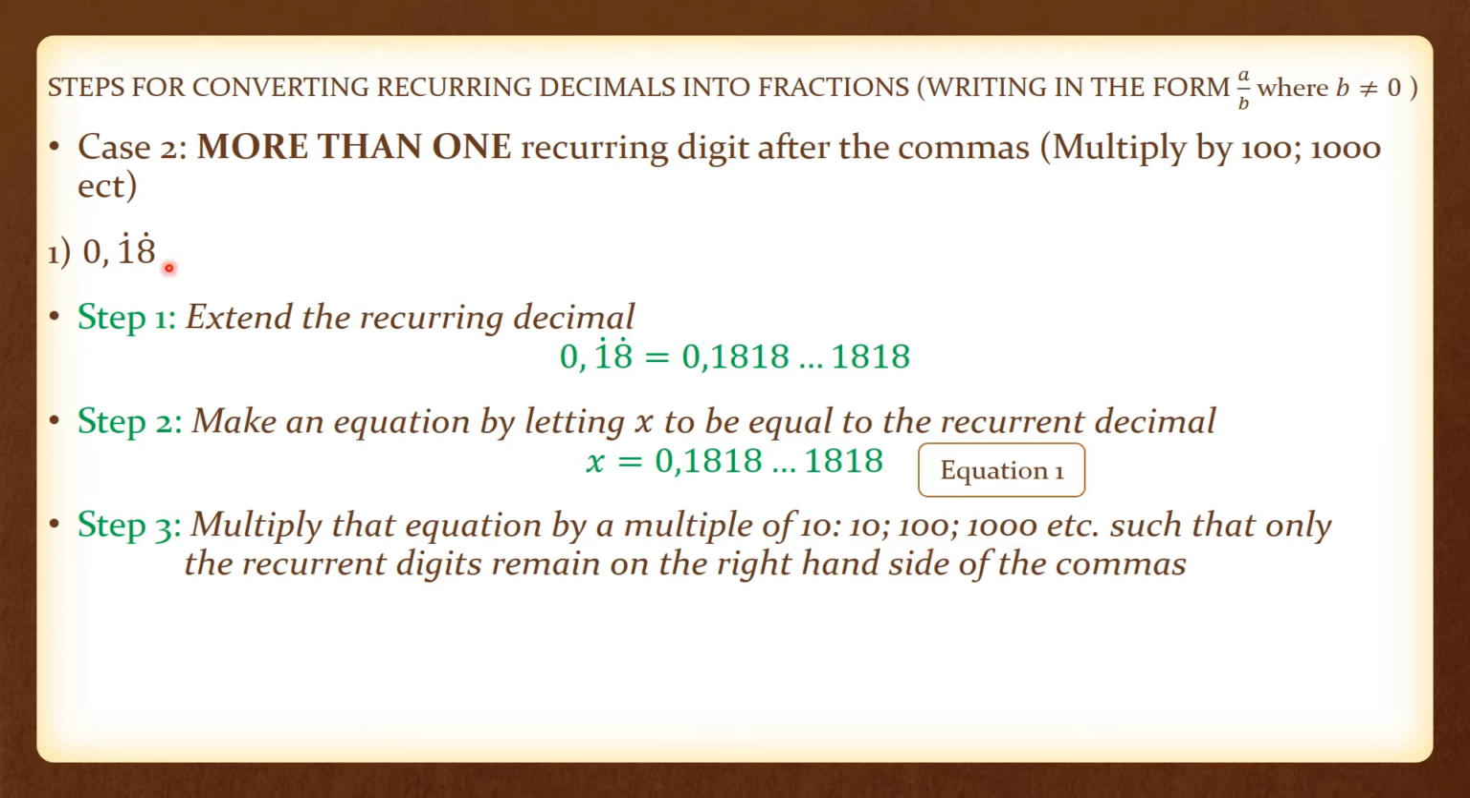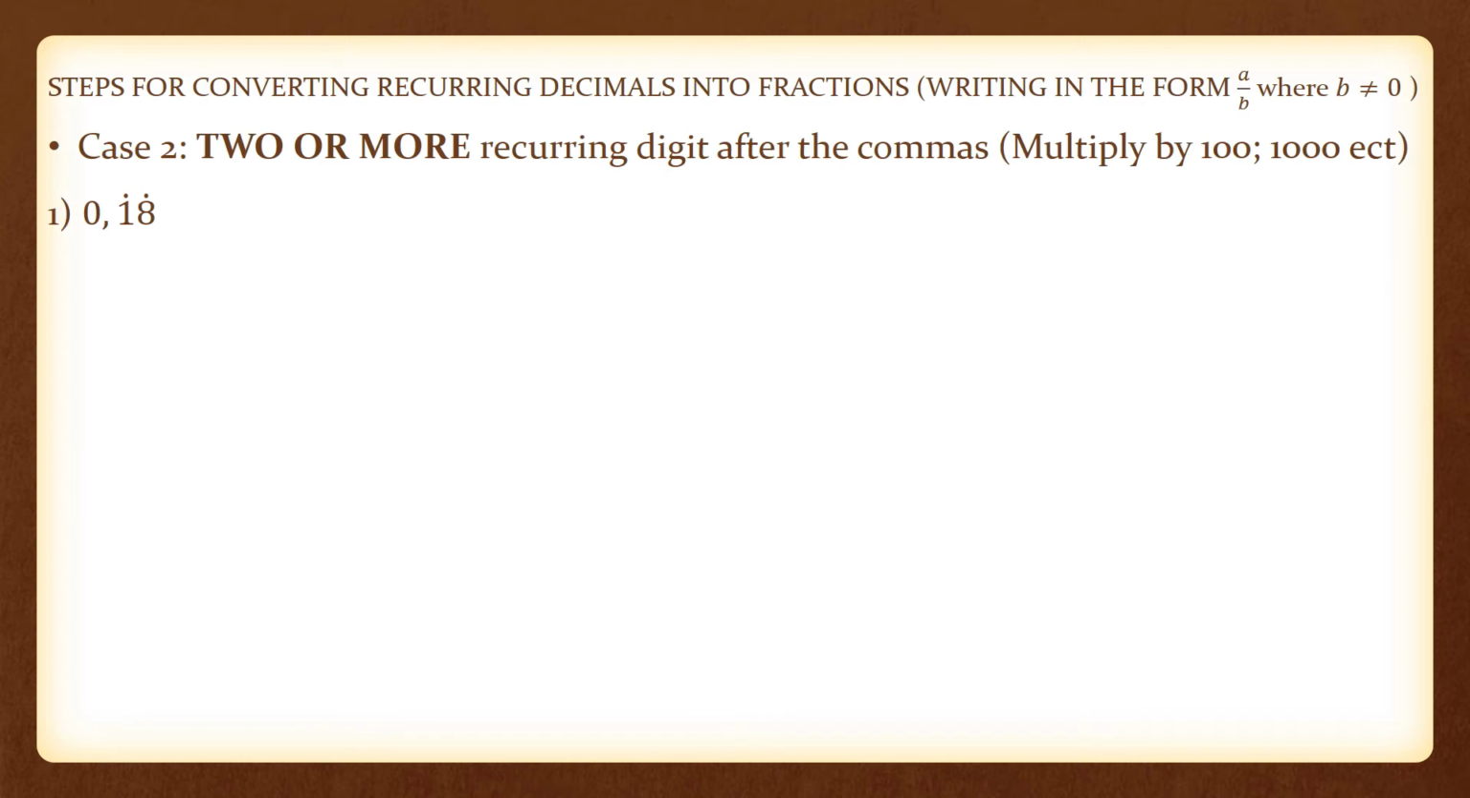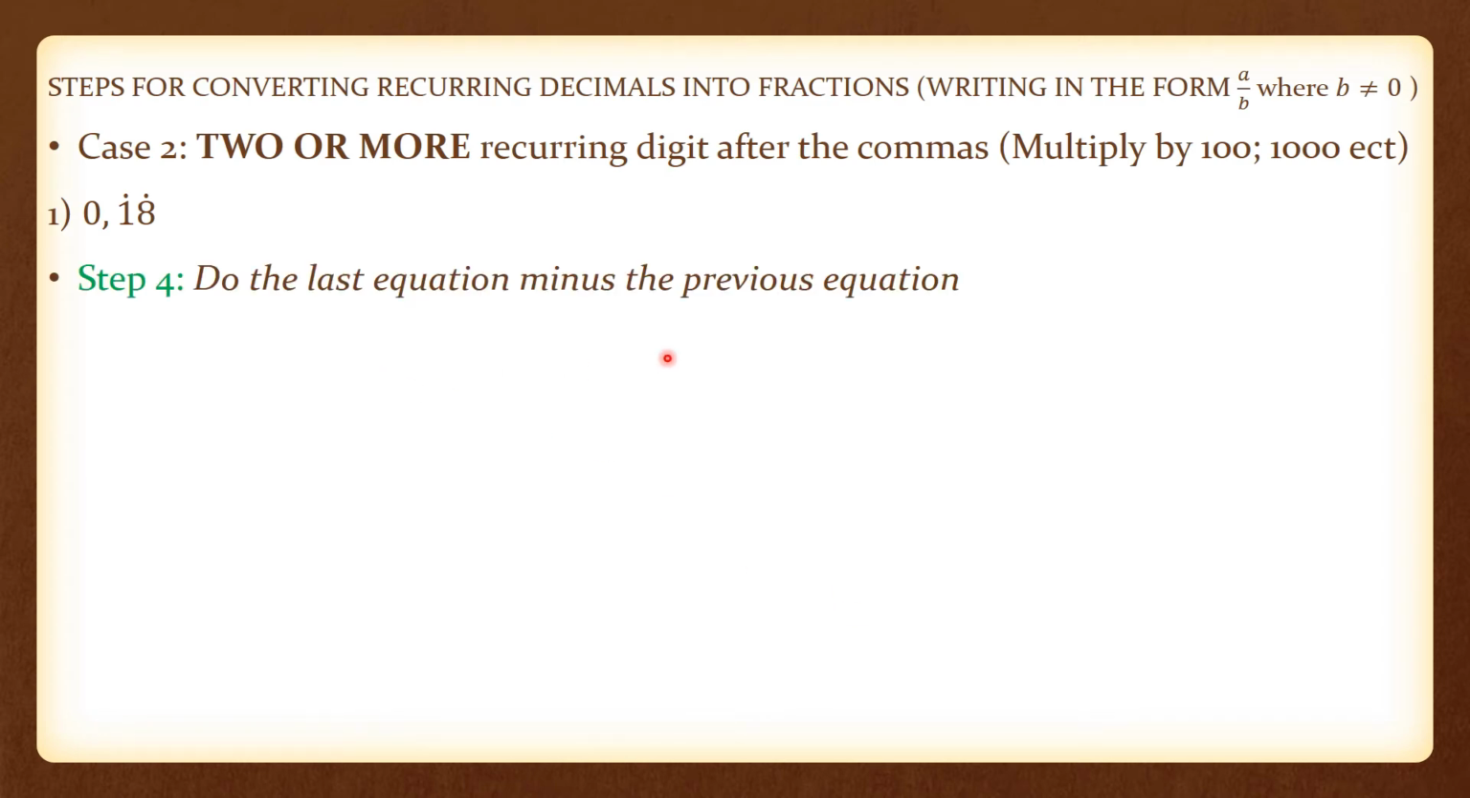Why? Just because we have two recurring digits after the comma. So we multiply by 100, that makes 100x equal to 18.181818, repeating indefinitely. We call it equation 2. Step 4, do equation 2 minus equation 1. So equation 2, which was this, minus equation 1.